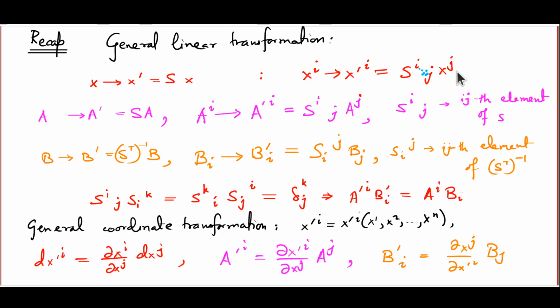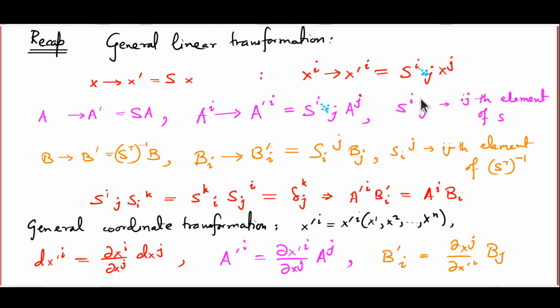And under such a coordinate transformation, vectors are n-component objects which transform essentially in the matrix language as follows: A goes over to A prime given by S acting on A, or in terms of components, this is A upper i going over to A prime upper i, S^i_j A^j, where once again the S indices are written in this particular manner from the top left to the bottom right. And written in this manner, S^i_j stands for the ijth element of the matrix S.